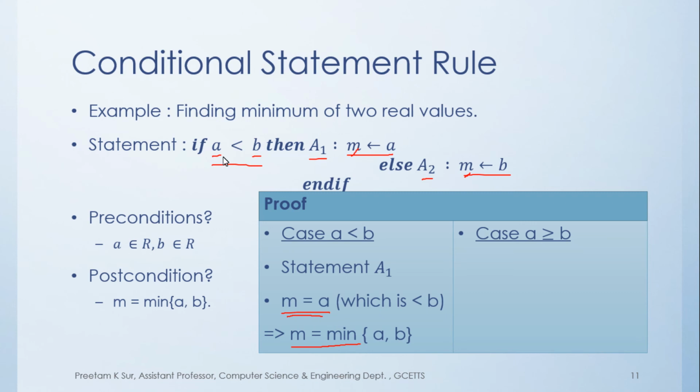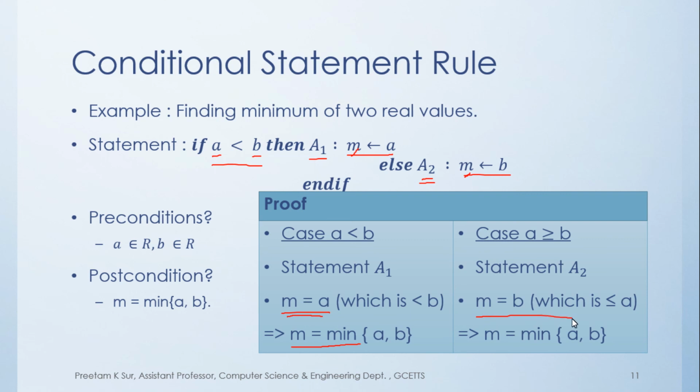Similarly, if the condition A less than B is false, then statement A2 will be executed, so M will be stored with the value of B. A2 will be executed when A less than B is false, which means A is either greater than B or A is equal to B. In other words, B is smaller than or equal to A. So M equals B, which is less than or equal to A. Again in this case also, M is assigned the minimum of A and B. So you can see that via both the branches we are arriving at the post condition, which is the minimum of A and B.